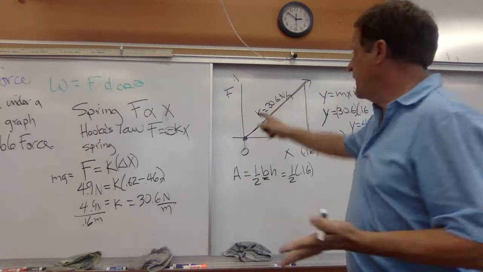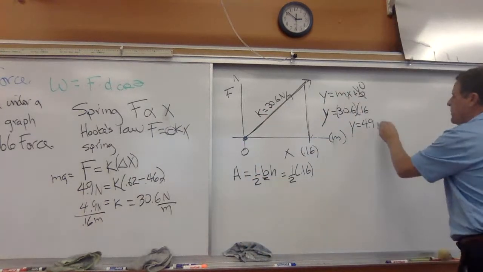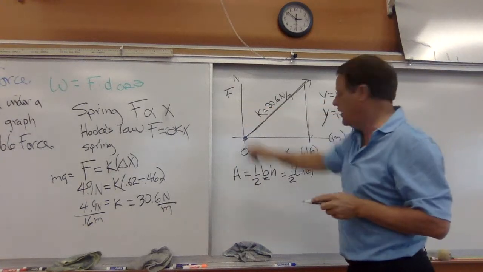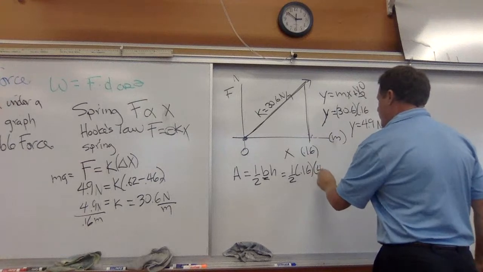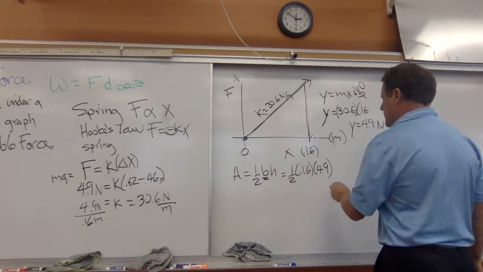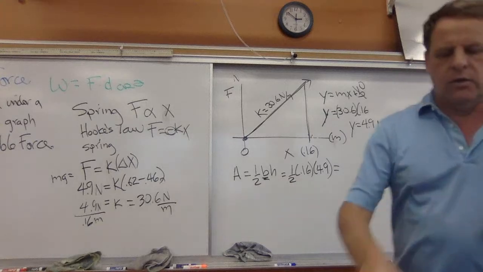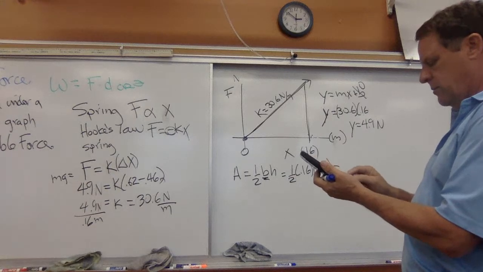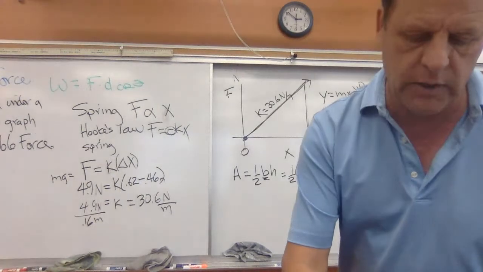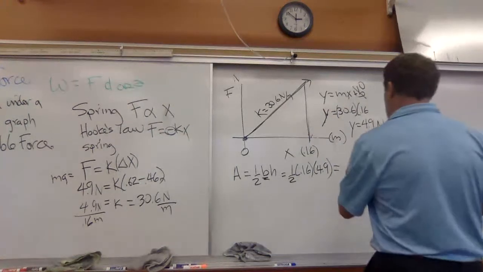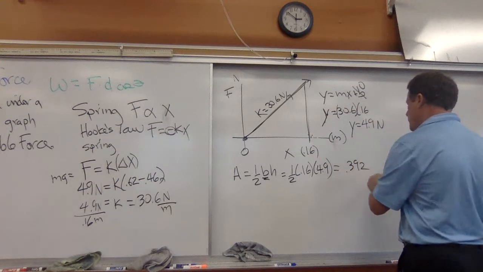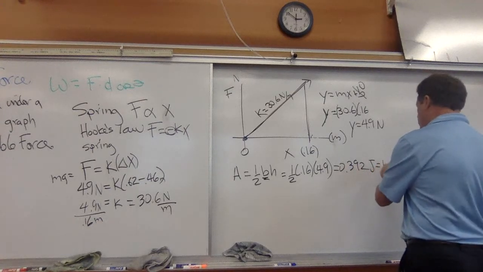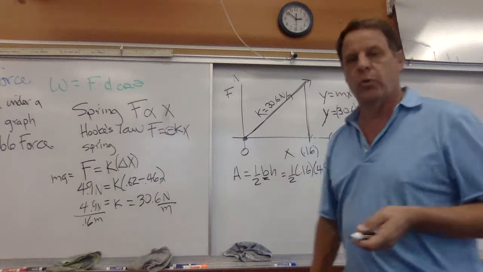Now, we already knew that because that's how we figured it out. But remember that y is the same thing as the height, which in this case is force. So now we're going to have 4.9 times 0.16 divided by 2, and that is 0.392 joules. And that would be equal to the work.